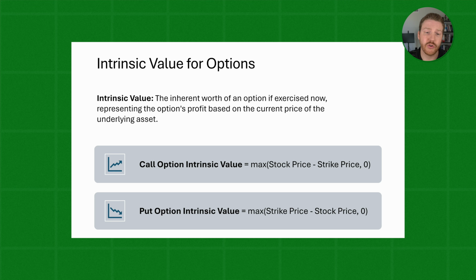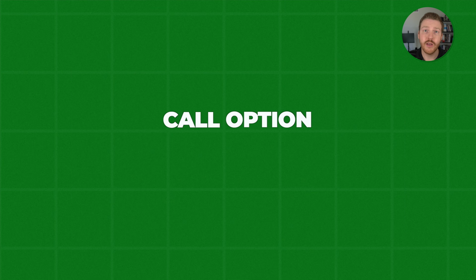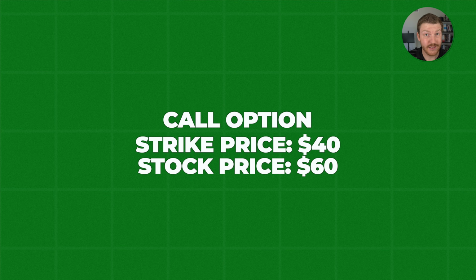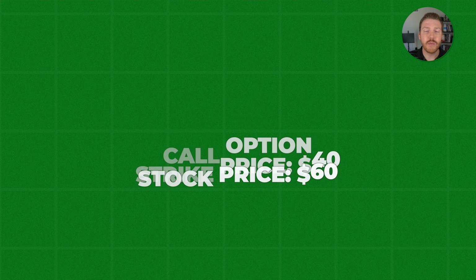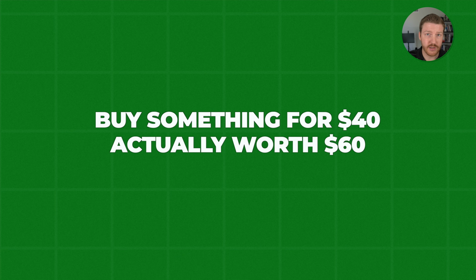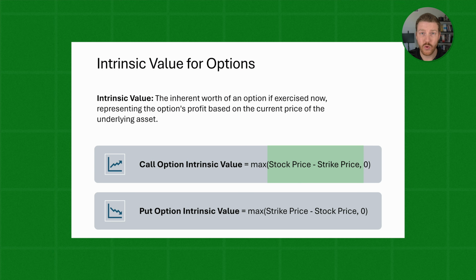be the value? So we can look at the formula for the call option's intrinsic value, which is equal to the max of the stock price minus the strike price, or 0. So if we had a call option that we owned with a strike price of 40 on an underlying stock that was priced at 60, that means that we could buy something for $40 that is actually worth $60, and the intrinsic value to that is 60 minus 40, so $20.